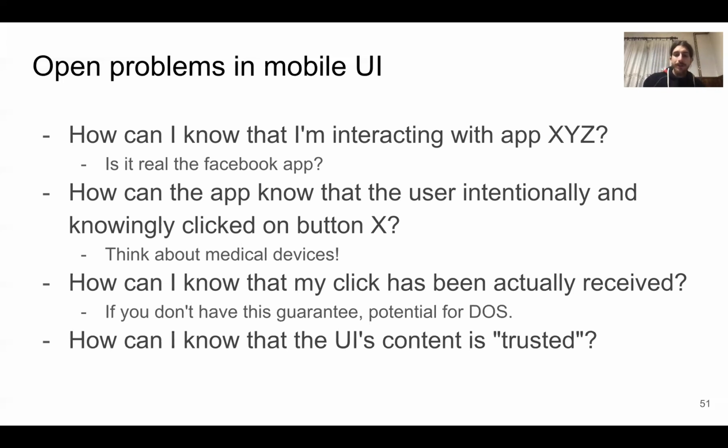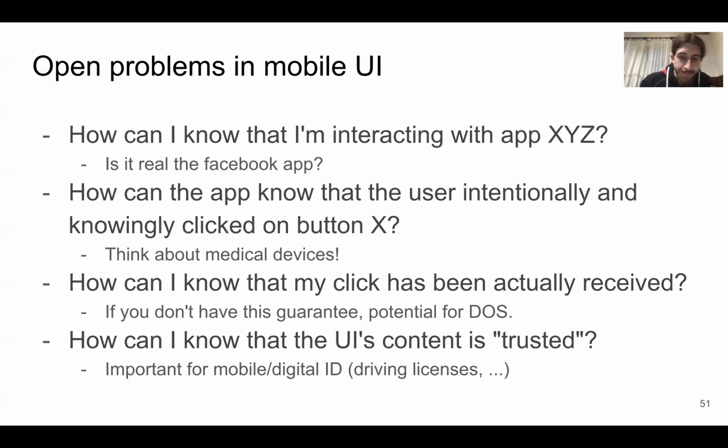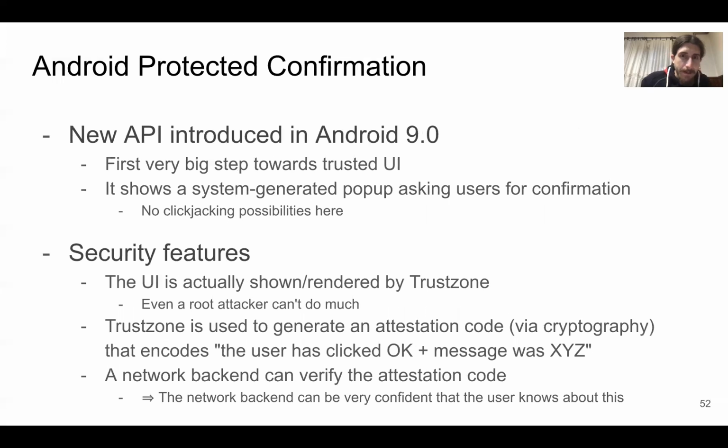In general, how can I know that the user interface content is trusted? How can I know that what I'm seeing is actually being delivered by the app that I think is delivering it? And again, if you have something like a mobile or digital identification system, like driving licenses, sure, I show you my driving license, but how can I know that it's not being tampered with? How do I know that it's not being Photoshopped? So it's quite complicated. And on this topic, there is some progress, and this progress is actually very exciting.